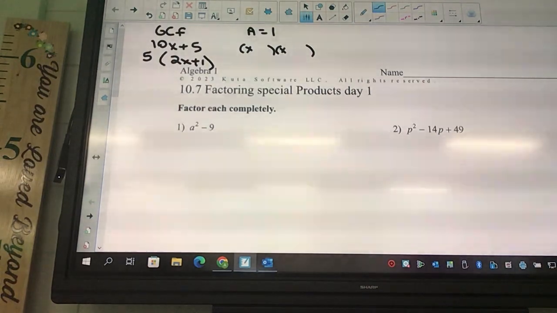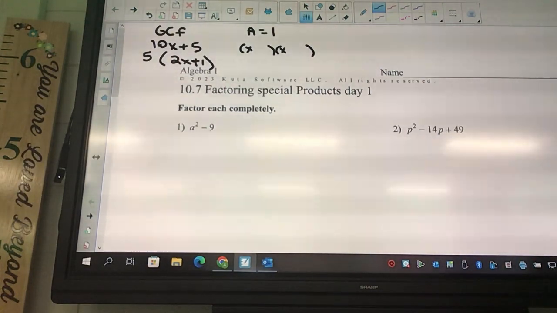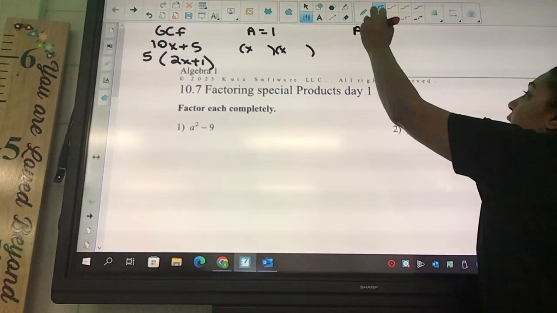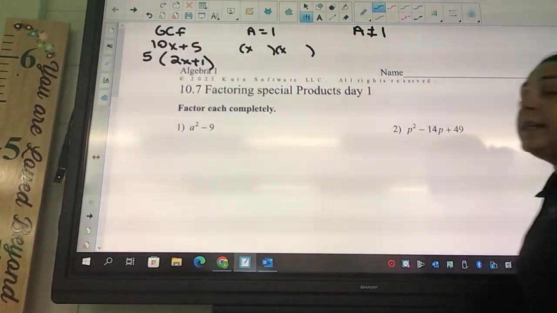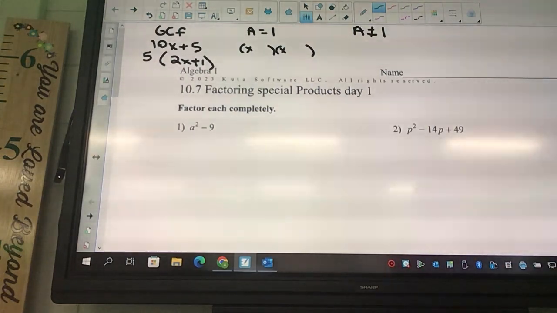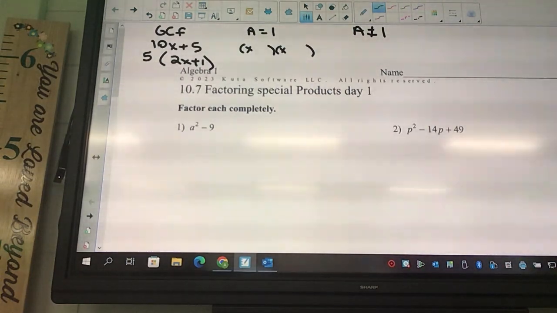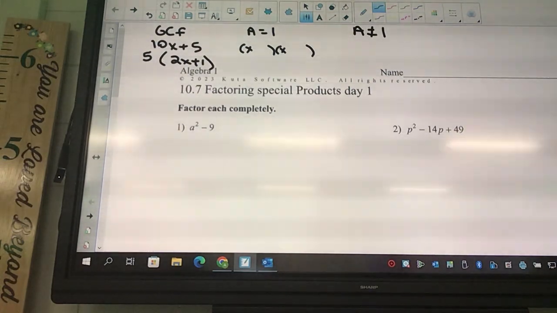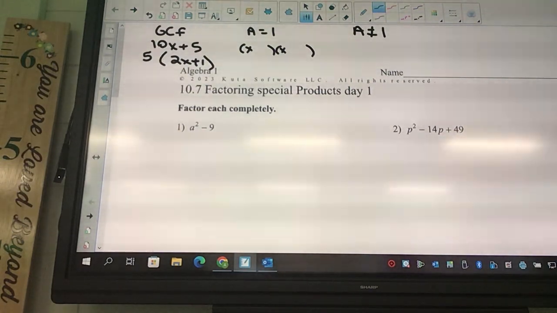And then we moved on to what we've been doing the last couple days, which is when a does not equal 1. That's the guess and check method. You have to check the outer and the inner and see if they work. That's the hardest of the 3 factoring, is when a does not equal 1.